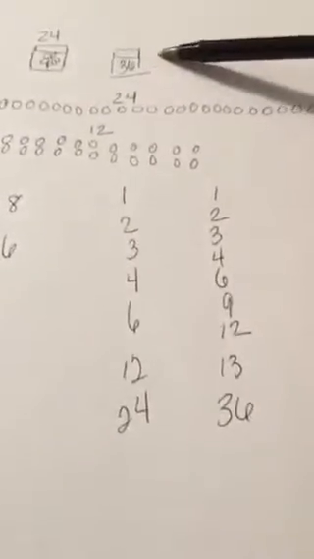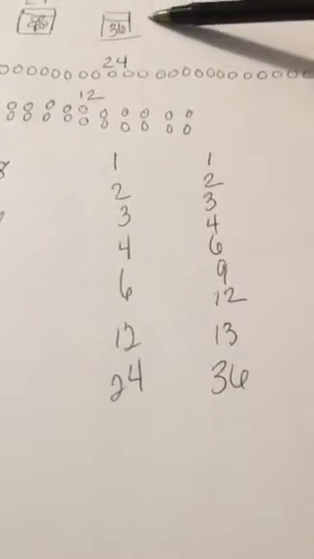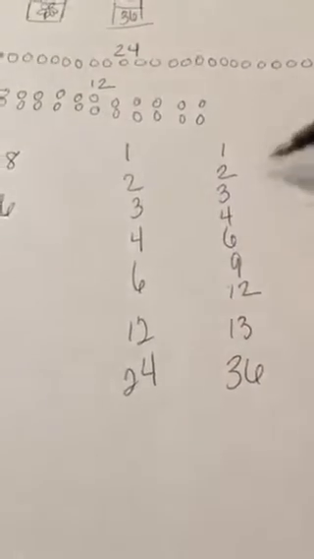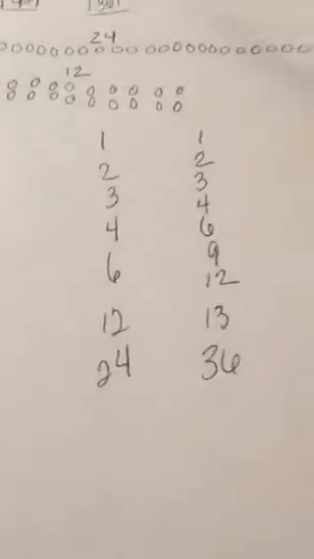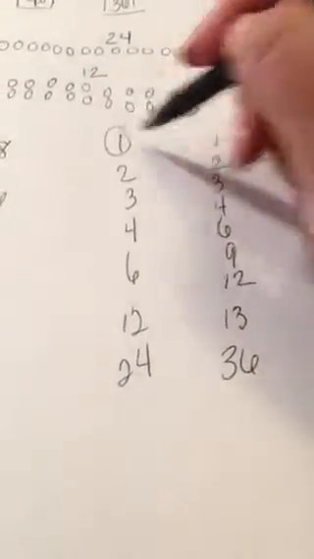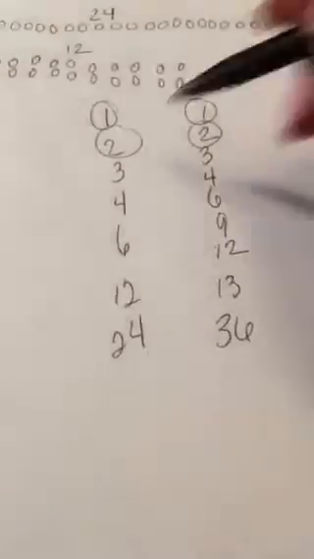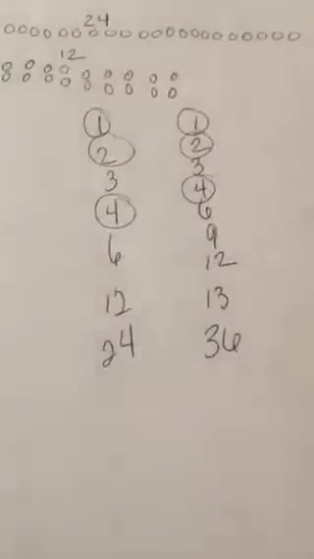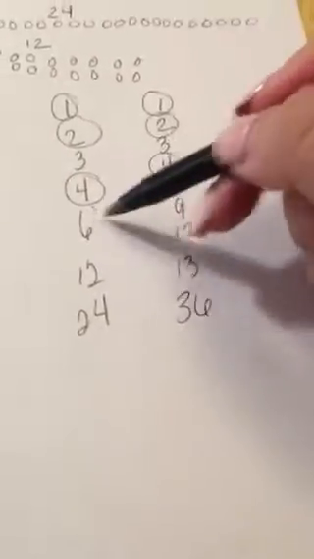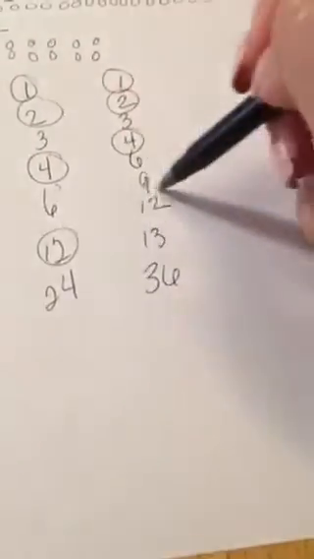Now I'm looking at my factors that made 24 and my factors that made 36. And I noticed that there are some numbers that we have that are in common. Remember we said in común, common and común are cognates. So we know that 1 is the same, 2 is the same, 4 is the same, 6 isn't the same, but 12 is.